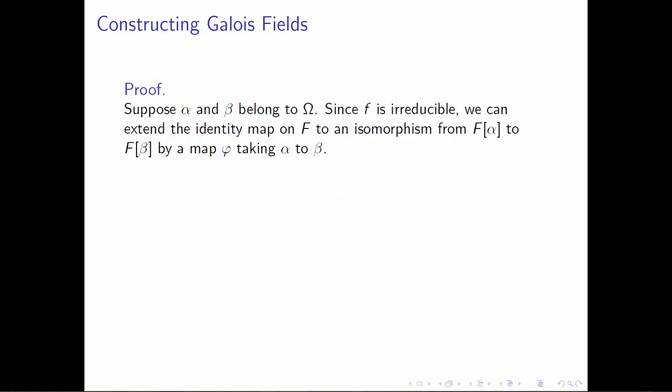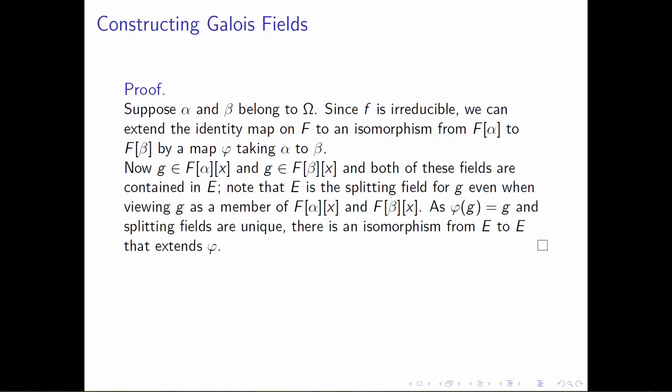So for the proof of this, let's suppose that alpha and beta belong to omega. And because f is irreducible, we can use our theorem from last time to take the identity map on the field F and extend it to an isomorphism from F adjoined alpha to F adjoined beta. This is something that we did in the slides on algebraic extensions. And let's call this map phi.